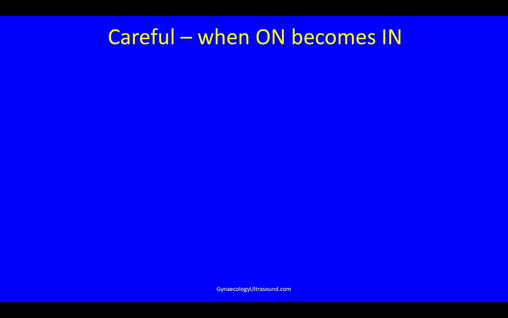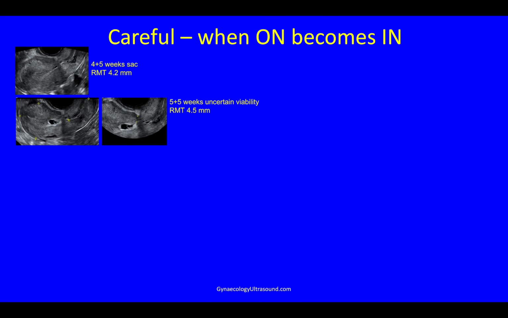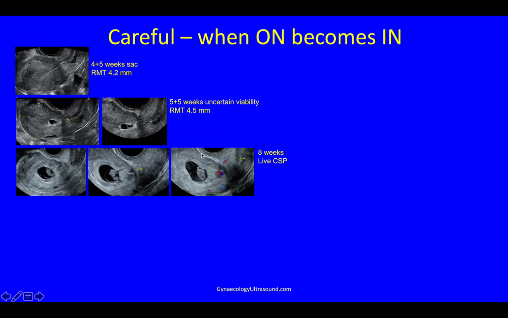But if you're going to call something an on-scar CSP, you have to be very careful not to say that too early, because here's an example of an on-scar becoming an in-niche CSP. At literally 4 weeks and 5 days, we could see a little sac just here with a thick section scar. By 5.5 weeks, again, it's a scar pregnancy, but the section scar was 4.5 millimeters, so nice and thick. So this was called an on-scar.